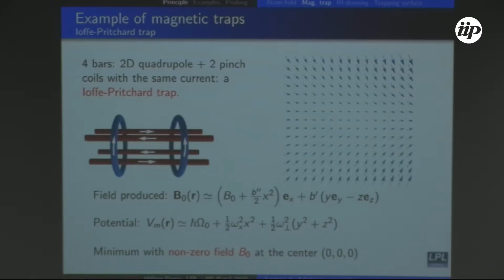And then you have a non-zero field at the center. So this is the way the field is. You see how it rotates when you go away from the axis.